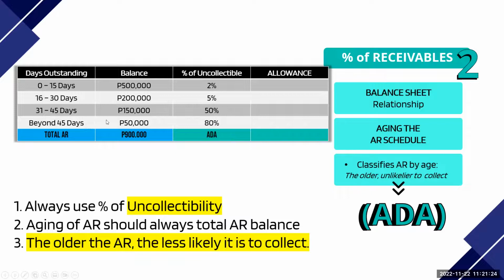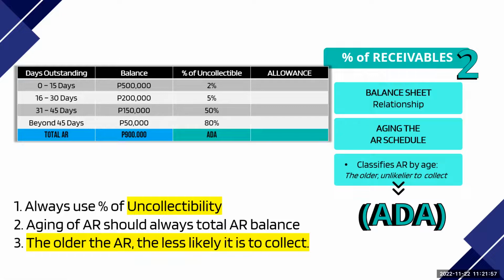Another way of solving for percentage of receivables is what we call aging of receivables, wherein yung AR balance is broken down into different categories, like how old they are. So 500 out of the 900 is 15 days or younger. The others are 16 to 30 days, 31 to 45 days, and beyond 45 days. So the idea here is that for each category, there is a percentage of uncollectability.